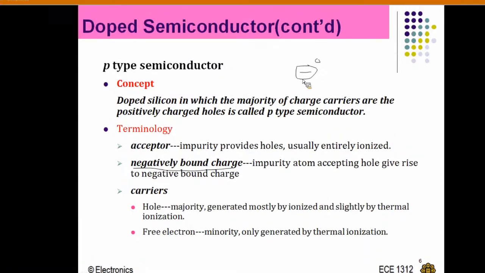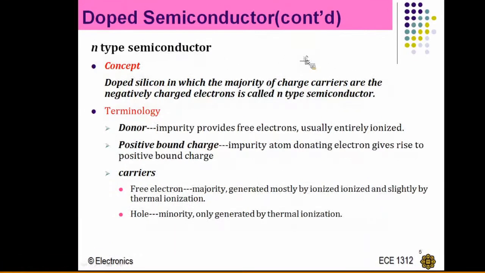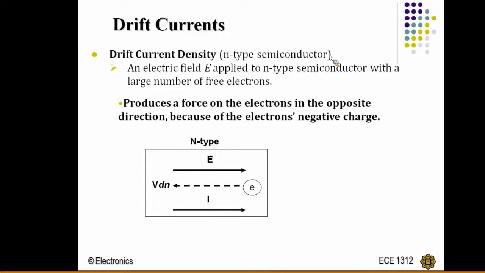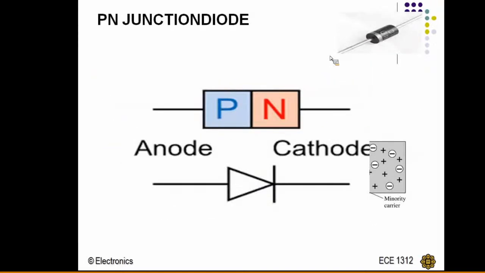Material, it is a positive bound charge. Now it is a positive bound, it is surrounded by donor. This is nothing but your electron. Now see, this is what I am drawing here.